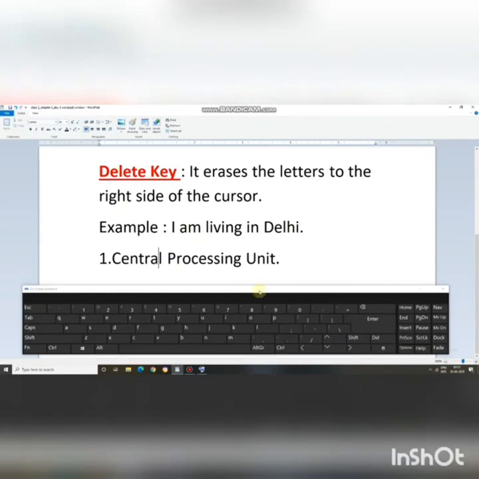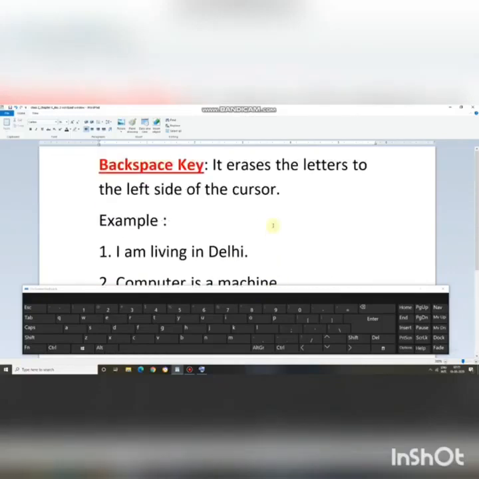A delete key helps you to delete from the right hand side, and the backspace key helps you to delete from the left hand side. Right?